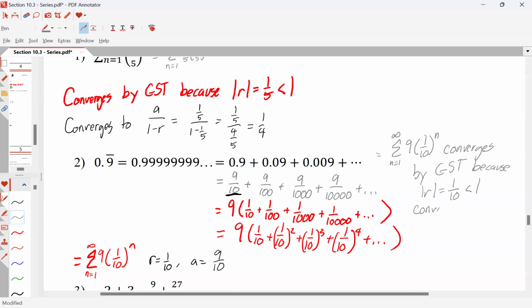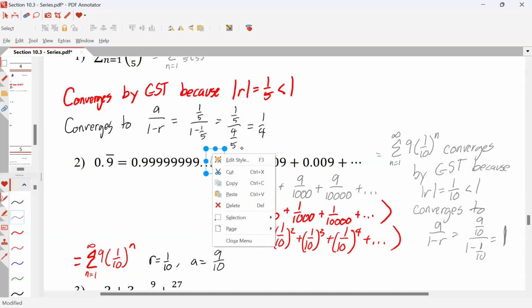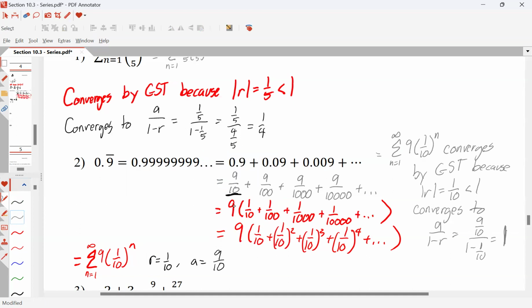And it converges to A over 1 minus R, which is 9/10 over 1 minus, sorry, 1 minus 1/10, which is 9/10 over 9/10, which is 1. So this is a cool proof that 0.9 repeating, even though there's always a little bit where we're not quite at 1, it is actually true that 0.9 repeating is equal completely to 1.